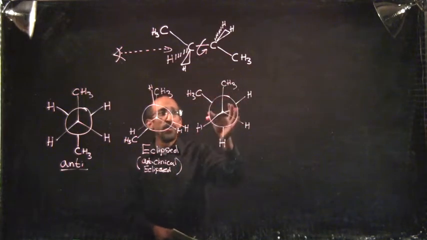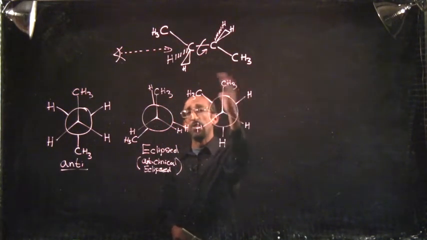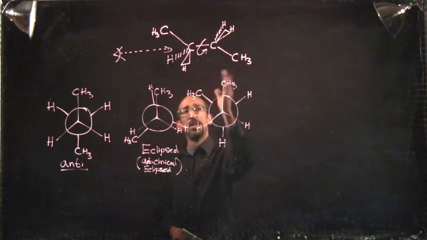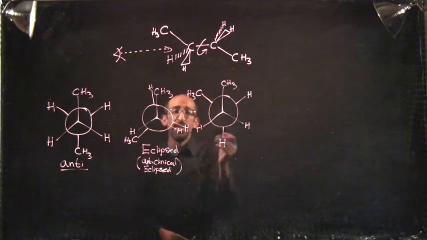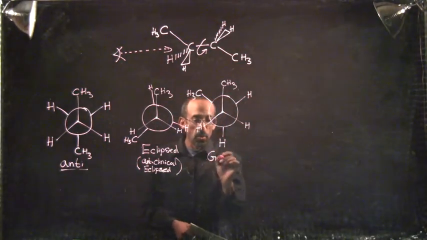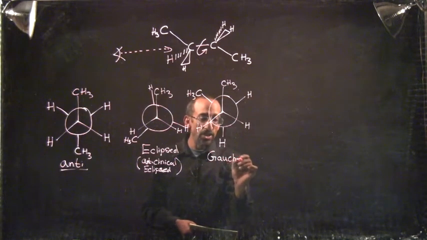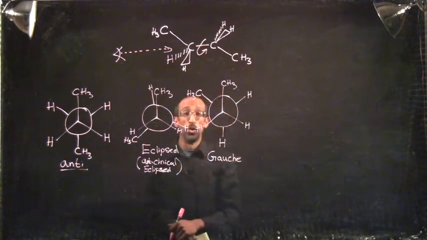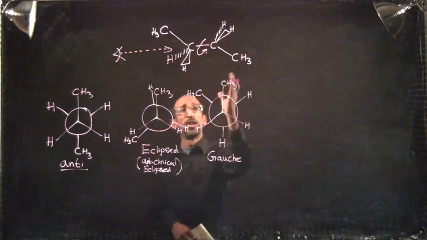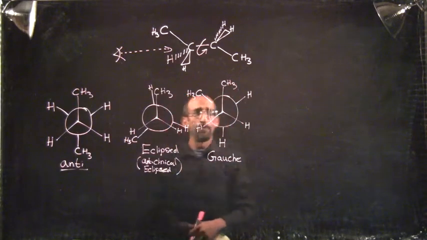Now here, where we have two bulky groups that have a roughly 60-degree angle between them, right? This front group is about 60 degrees between it and this back group. This has its own name as well. While it is spelled G-A-U-C-H, it is pronounced gauche. Okay, so this is known as the gauche conformation, where two bulky groups have a 60-degree angle between them.